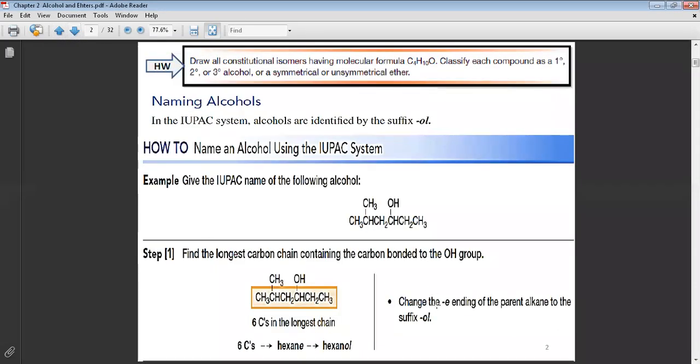Okay, change the E ending. For example, hexane, the E here, by "ol". Hexane will be hexanol. Methane will be methanol. Ethane will be ethanol. Propane will be propanol, like that.